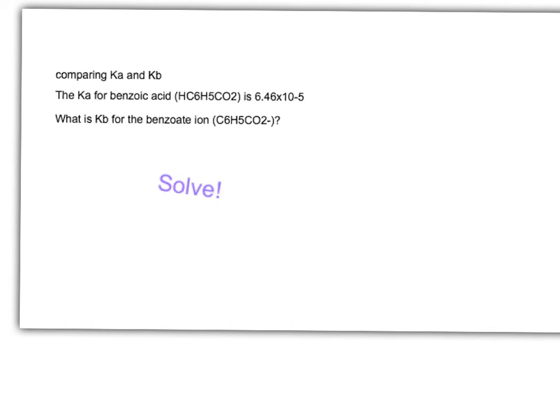Here we have benzoic acid. There's the hydrogen ion that comes off, and we're given its Ka value, 6.46 times 10 to the negative fifth. Find Kb for the benzoate ion, which is the conjugate base of benzoic acid. All right, go ahead and solve.